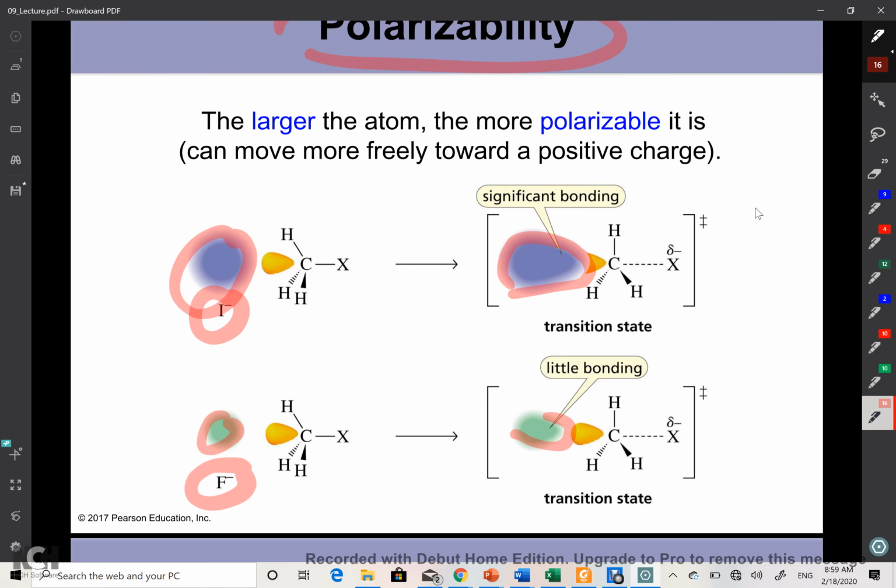If the solvent is protic and polar, whereas F minus will be a good nucleophile if the solvent is aprotic and polar. All that has to do with the solvent.